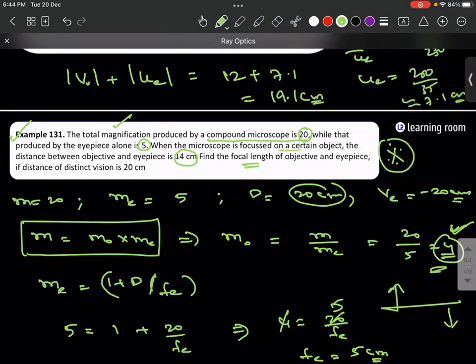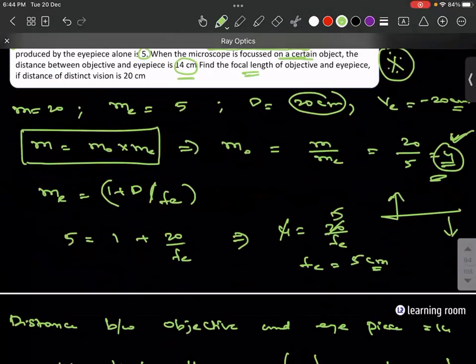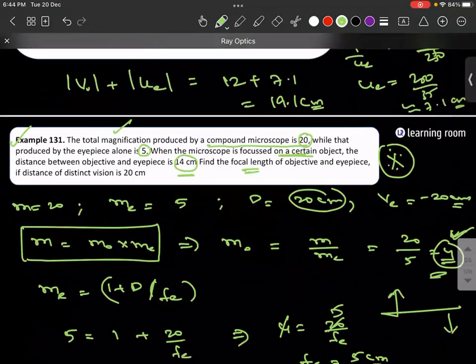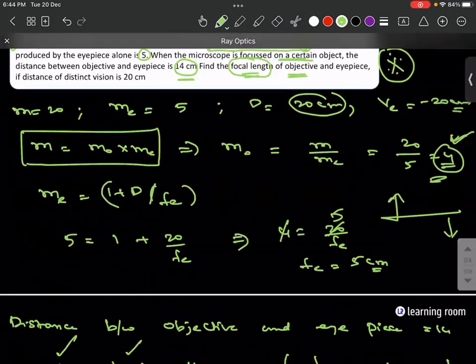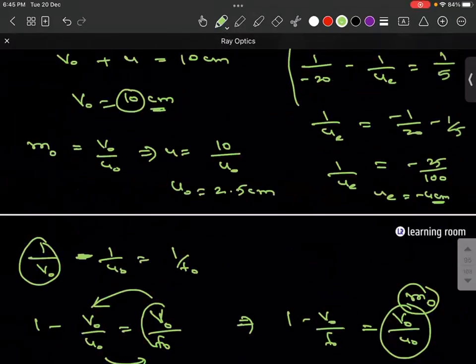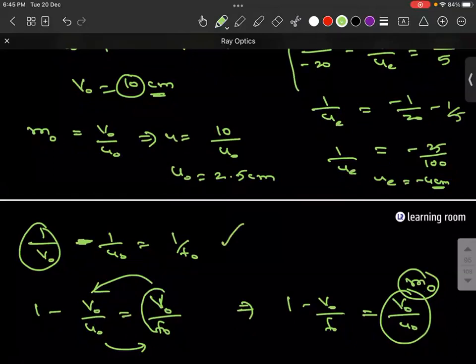So this microscope is focused on a certain object such that the distance between the objective and the eyepiece becomes 14, means V0 plus magnitude of UE is equal to 14. Now our interest is to calculate the focal length of the objective and the eyepiece. And remember, whenever a problem is based on calculating the focal length, then we need to use the lens formula. That is why I had used the lens formula in both the scenarios, and then I solved it.